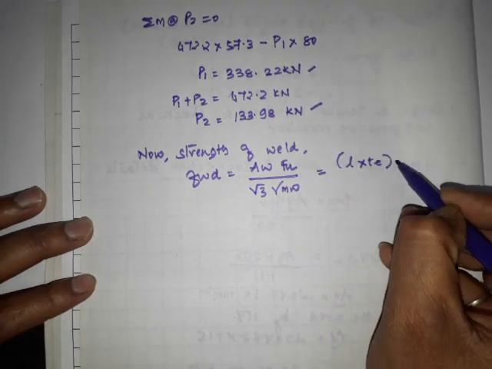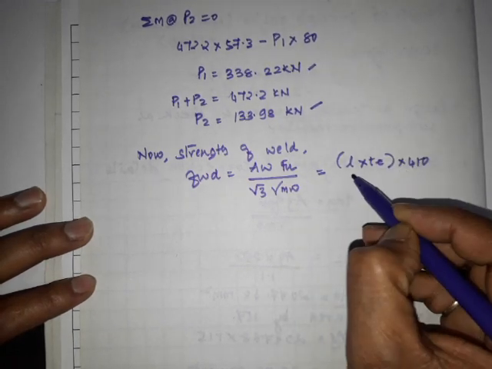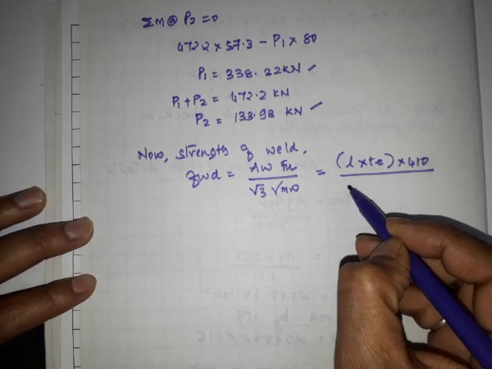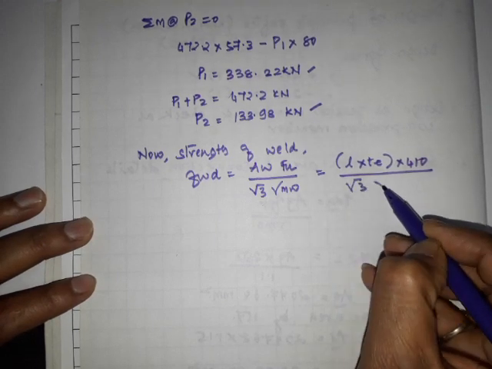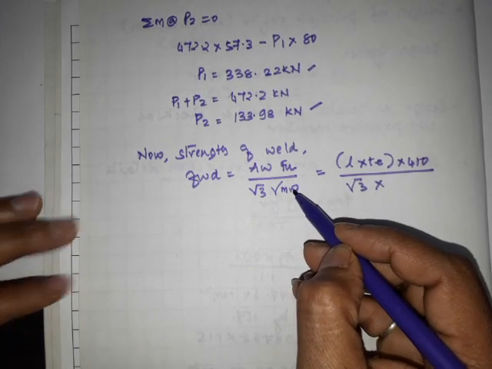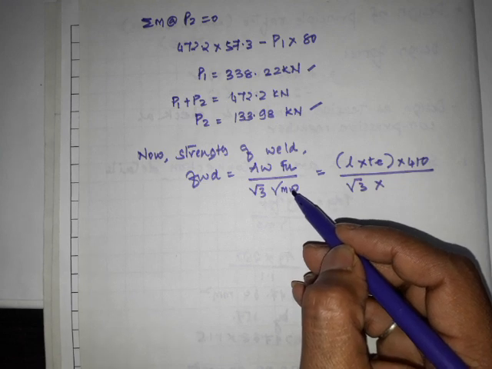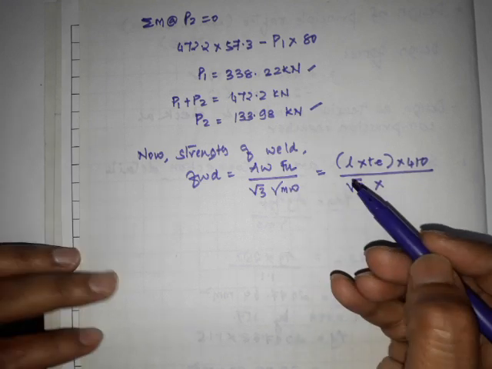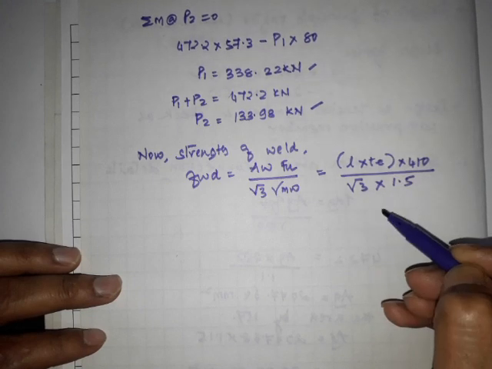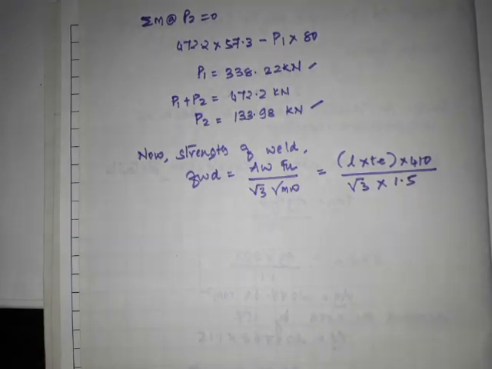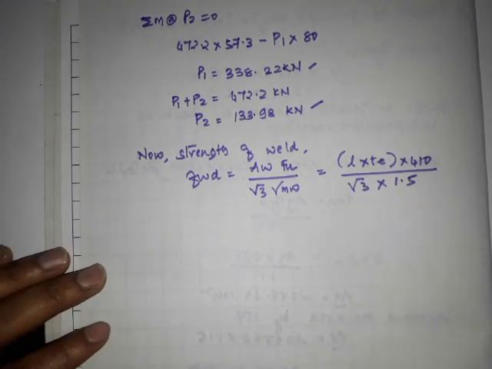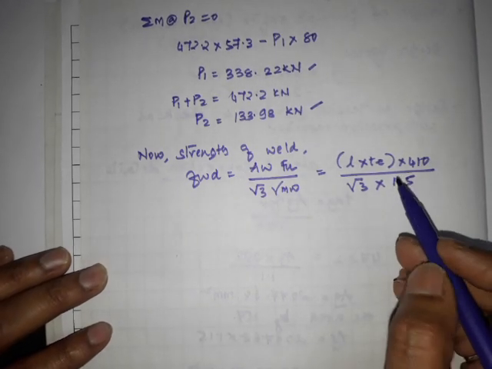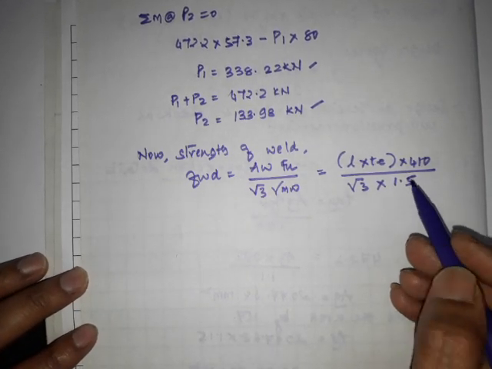into FU is 410. The grade of steel is 410. Divided by root 3, into gamma MW, which depends upon whether it is site weld or shop welding. So we'll consider 1.5 here for shop welding. For site welding or field welding, you have to consider more factor of safety. Okay, and the size of weld.